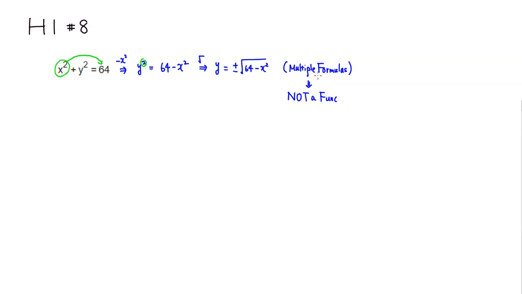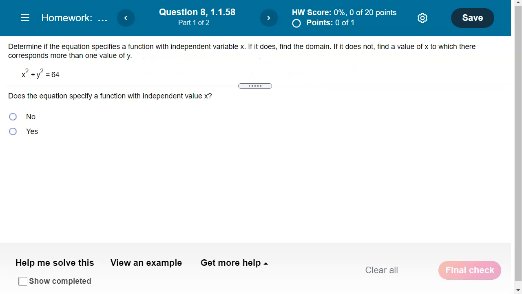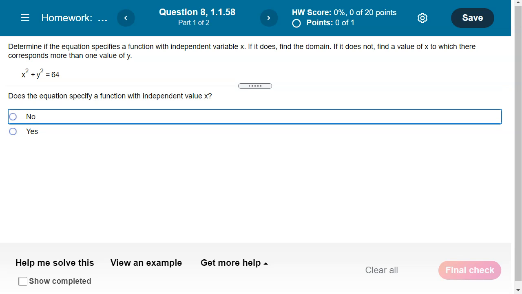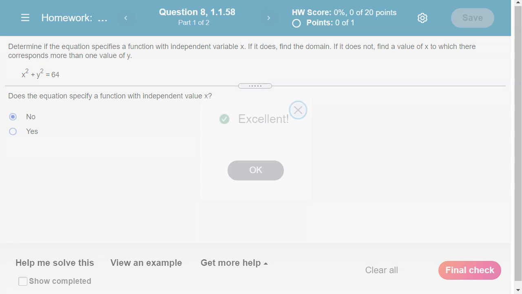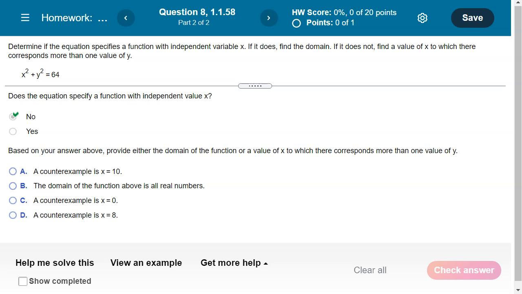So let's answer the question here. The answer is going to be no. Let's check the answer. We got that. The second part is that we are trying to find a counterexample since it's not going to be a function.